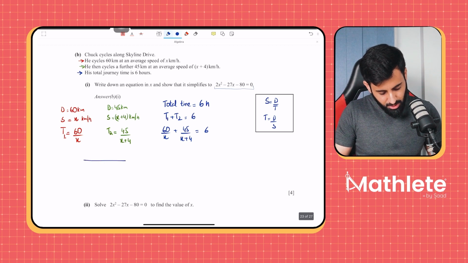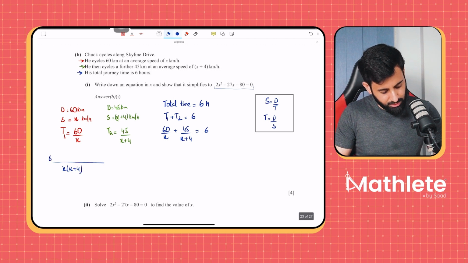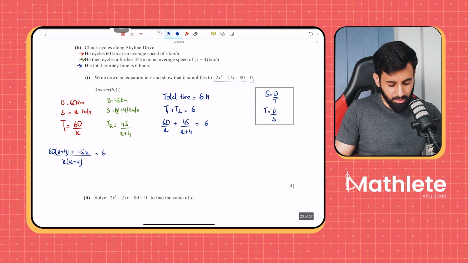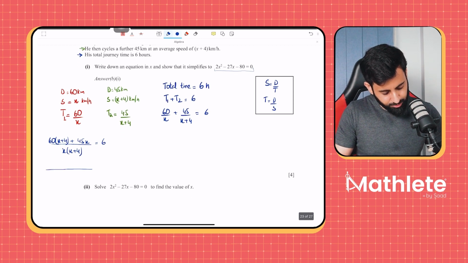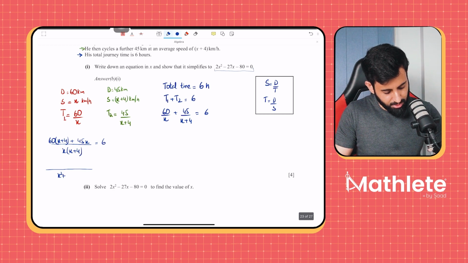So the LCM is going to be, make sure that you utilize the space that you're given very efficiently, x into x plus 4. 60 gets multiplied by x plus 4, and 45 gets multiplied by x. And what is this going to be equal to? This is equal to 6. Let's start expanding. All right, brilliant. You've given me the final answer already.